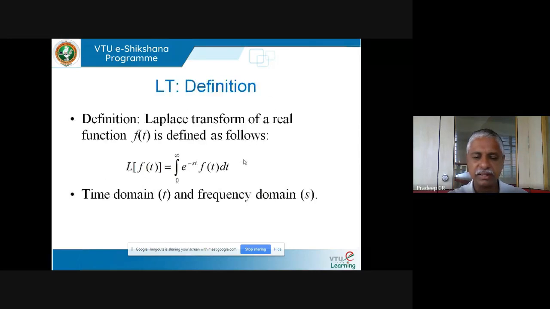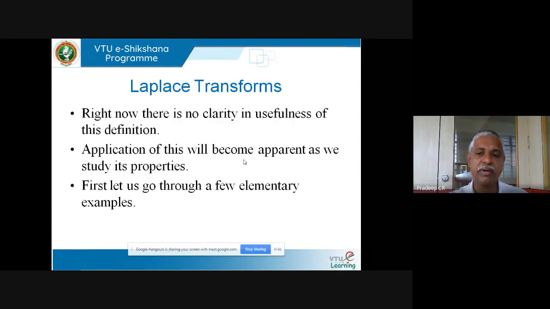L of f(t) is the integral of e power minus st f(t) dt from 0 to infinity, and there is no clarity in the usefulness of this definition. Why would anybody want to do this? Nobody knows, I mean, right now we don't know. Once you understand how to find the Laplace transform of various things, I will tell you why we did this.